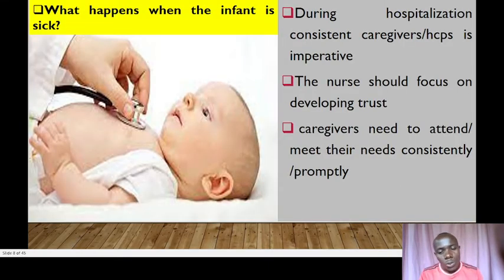So what happens when these infants are sick? Remember, these infants are still gaining trust. So anything that you do as a nurse, you must facilitate that process. During hospitalization, there must be consistent caregivers, consistent healthcare providers who will be providing care to this child so as to cultivate that atmosphere. So the nurse should focus on developing trust. Caregivers should try to ensure that they attend to the needs of this baby consistently and promptly so as to develop trust.